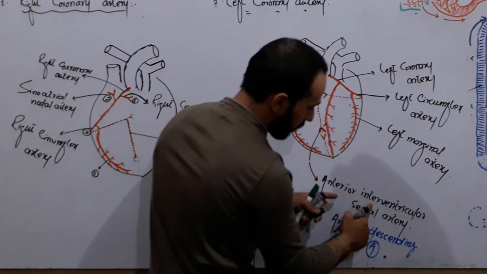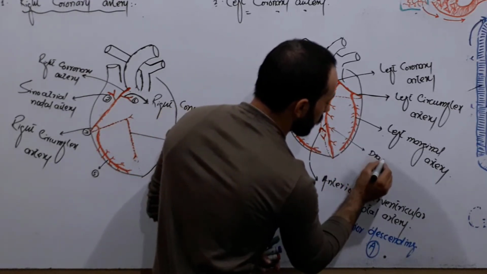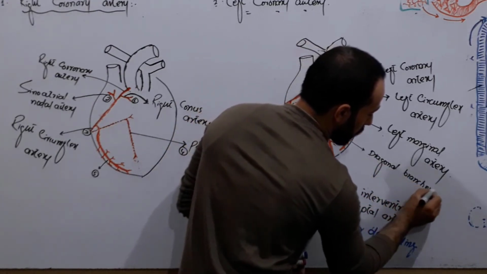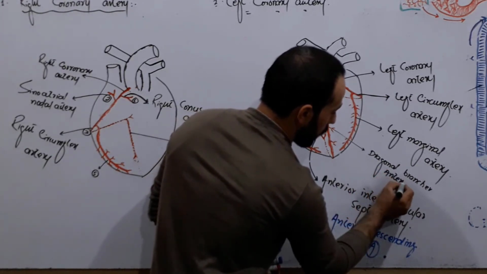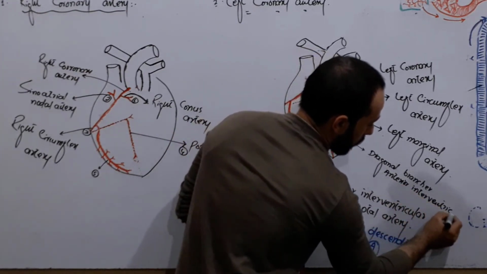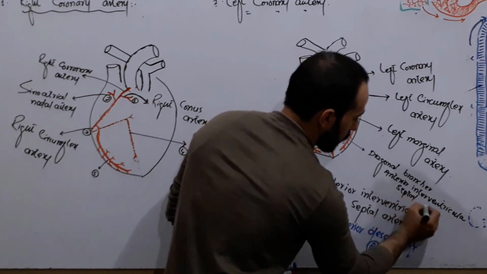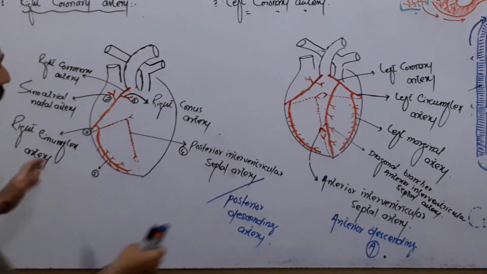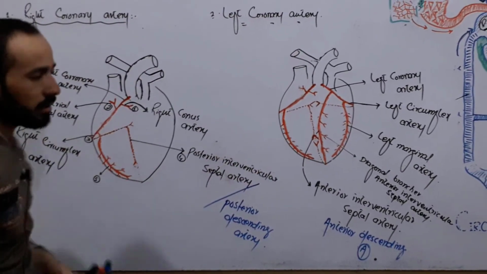which arise from the anterior interventricular septal artery, these are known as diagonal branches of anterior interventricular septal artery. Clear? So friends, this is the coronary circulation or coronary arteries or blood supply, oxygenated blood supply of the heart.